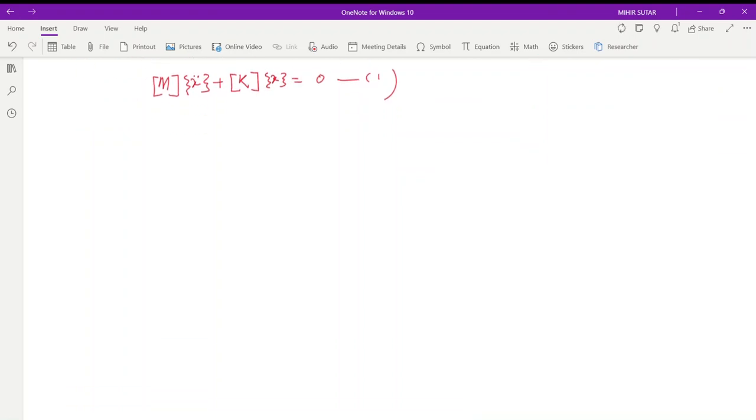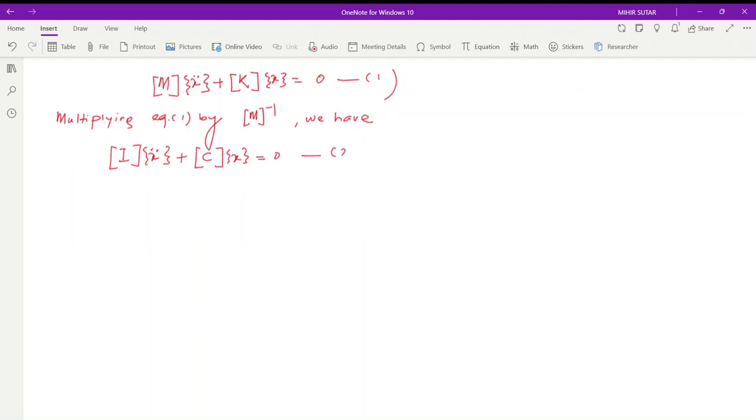Now multiplying equation 1 by the inverse mass matrix, we will have I X double dot plus C X is equal to 0. Let's say this is our equation 2.